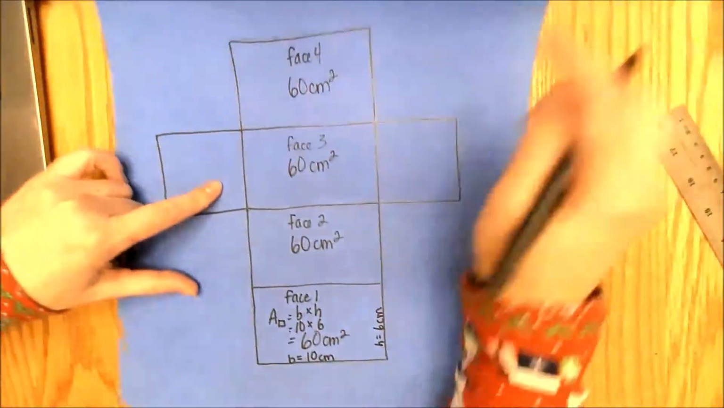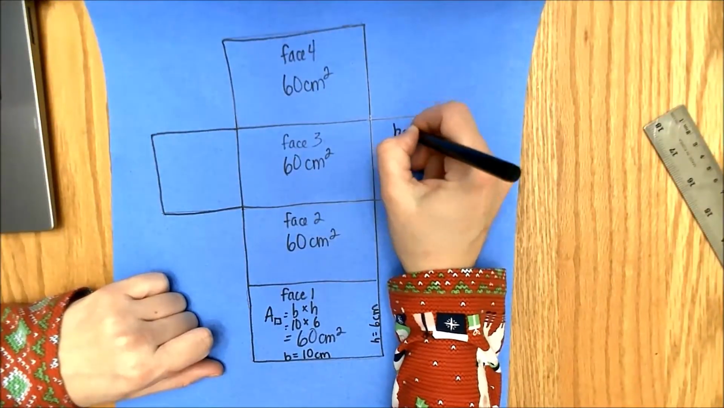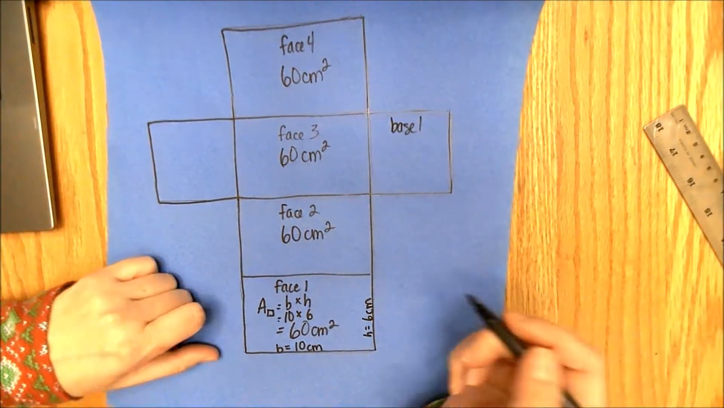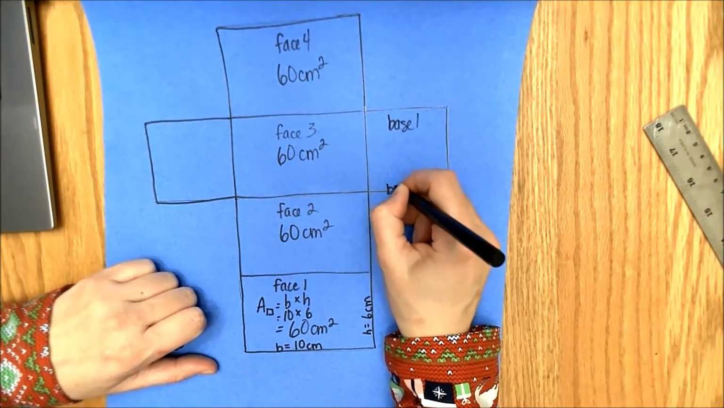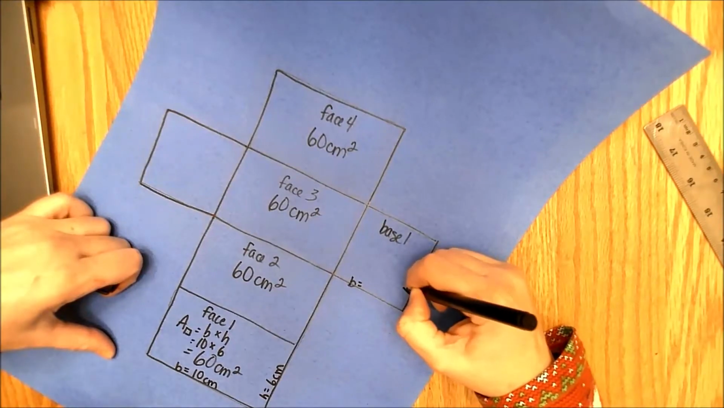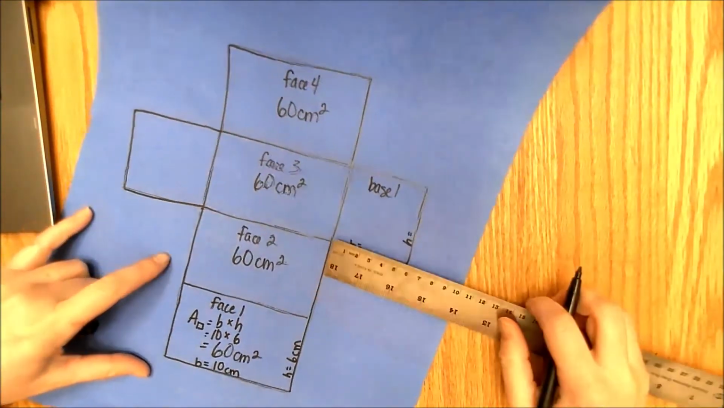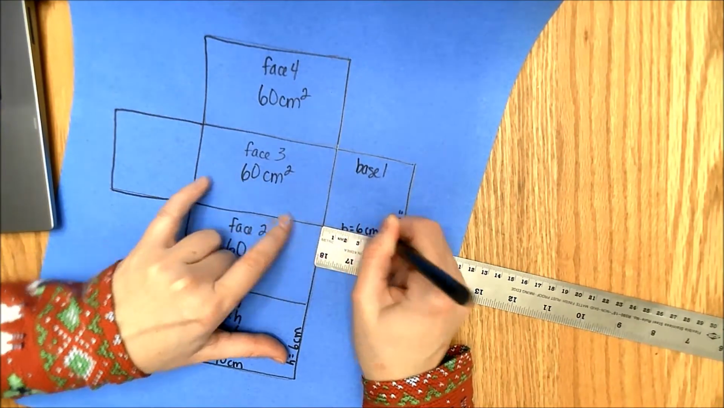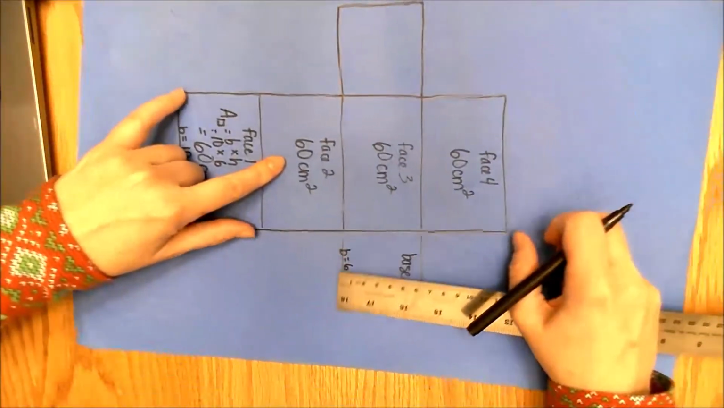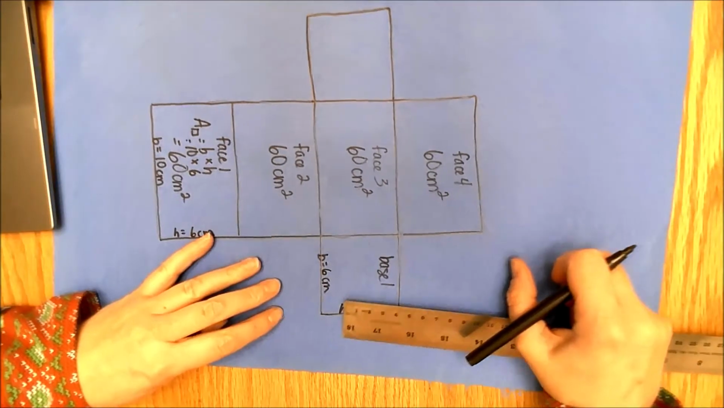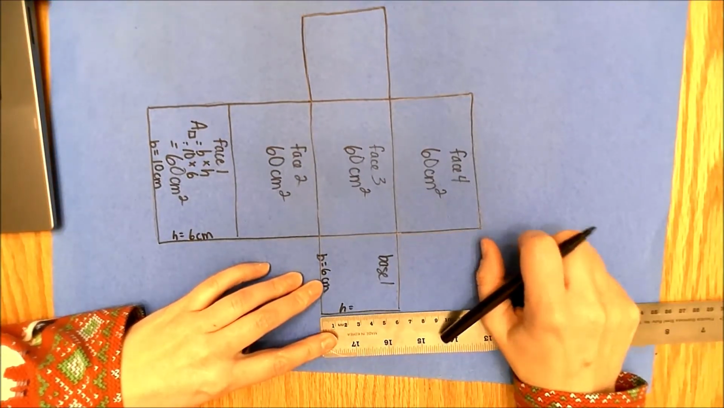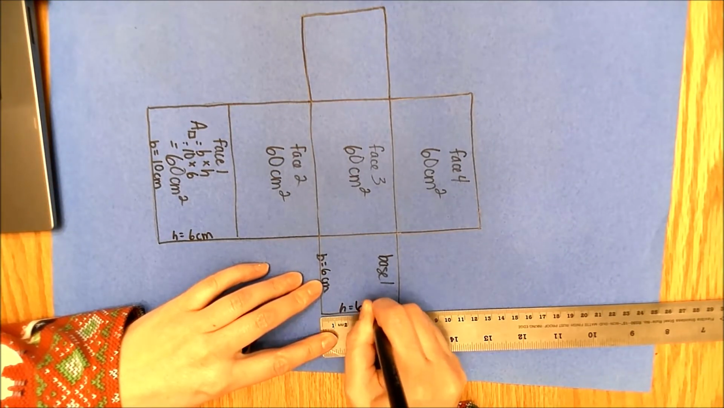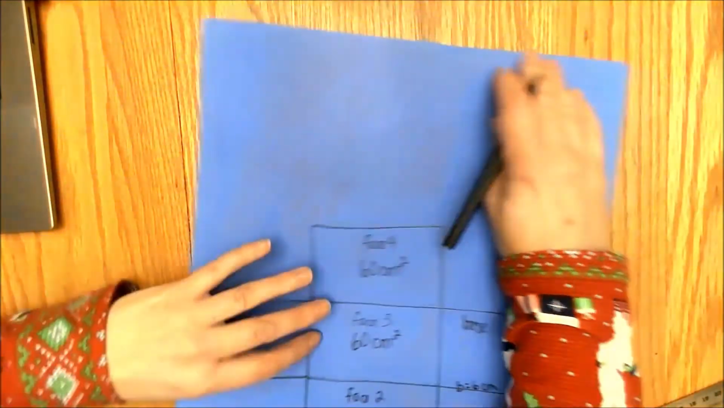Okay, now we've got our bases left. We'll call this base 1. We need to find the base of base 1 and the height of base 1. 6 centimeters by, do you have a prediction? 6. Why do you think it's 6? Because it is a square. Oh, it does appear to be a square.